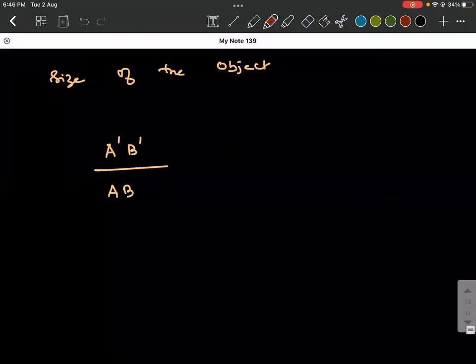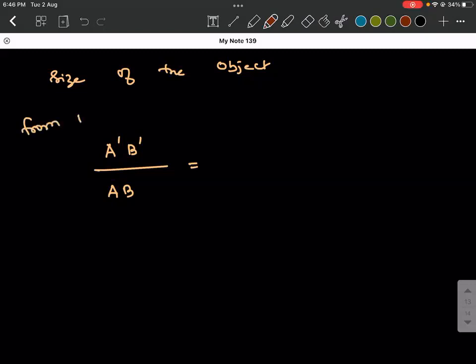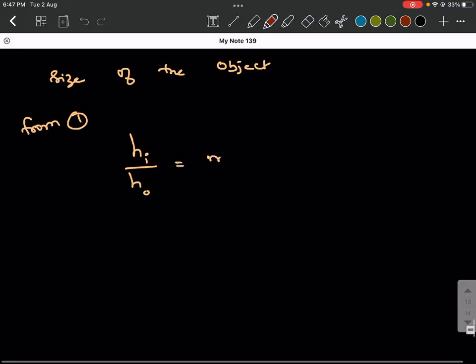Divided by what is the size of the object? It is AB. So if you observe from equation number 1, A dash B dash divided by AB is equal to V divided by U, and this is what is magnification, but I have a small correction to do here. A dash B dash is what? Is it negative or positive? It is negative because it is in the downward direction. So minus A dash B dash divided by AB is what is V by U. So magnification will be equal to the height of the image divided by the height of the object. This is what is magnification.